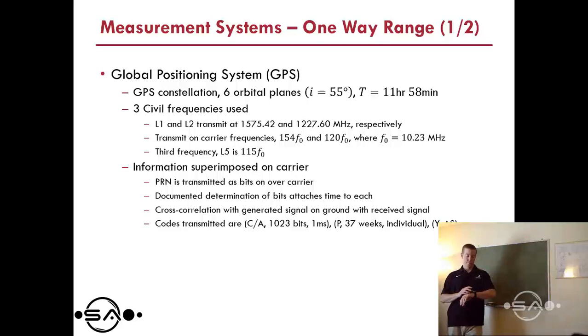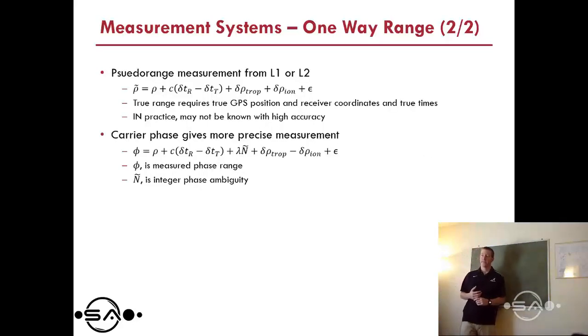Let's move on to the next slide. Like I said, we can get our pseudo-range measurement from just using L1 or L2, but remember, this is a one-way measurement, so we're going to have to consider the clock errors on the receiving and on the transmitted side, passing through the troposphere and passing through the ionosphere, along with some known error.